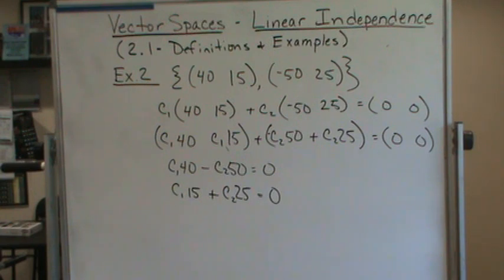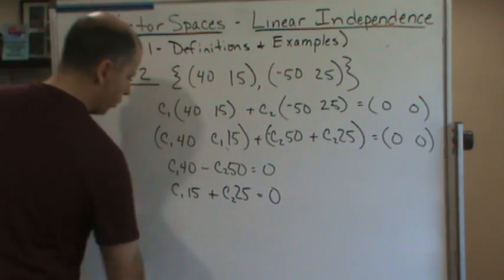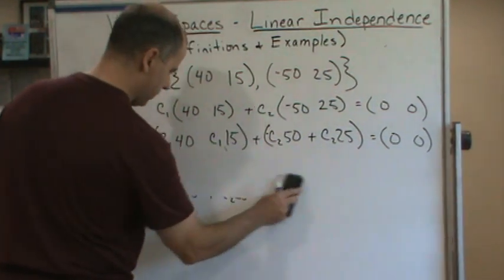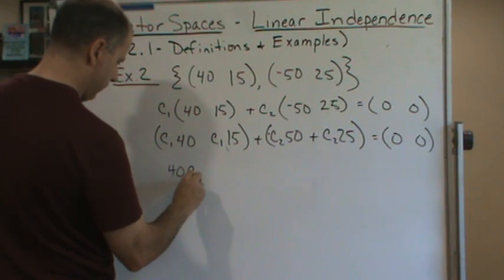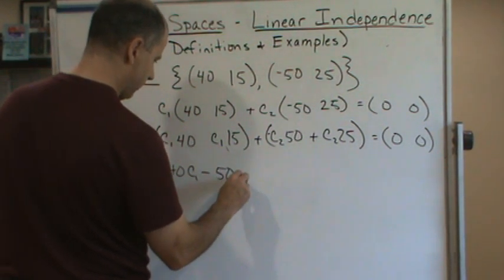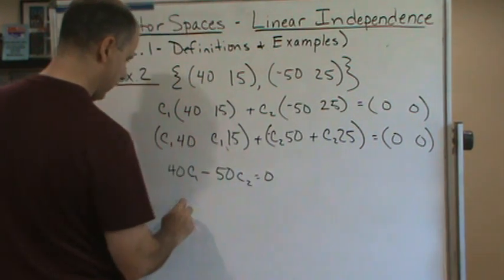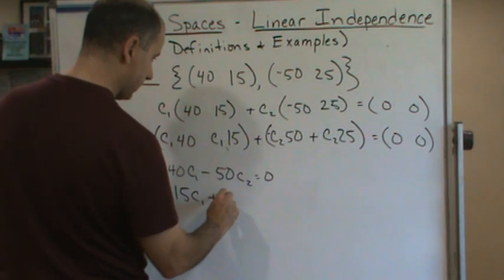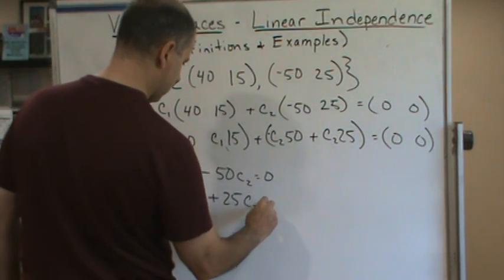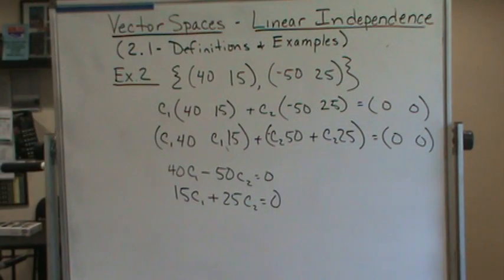of equations. Okay, and of course we can write this the normal way we would write things. So we'll just put the constants in front. So it'd be 40C1 minus 50C2 equals 0, and 15C1 plus 25C2 equals 0. And so now we would solve this linear system, right? Using elimination, row reduction, right?